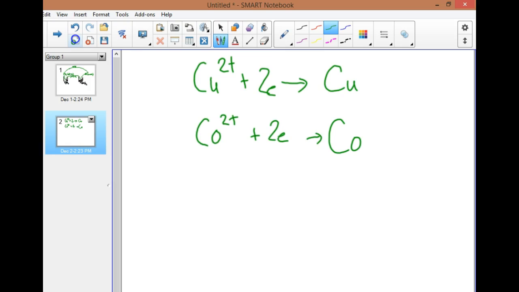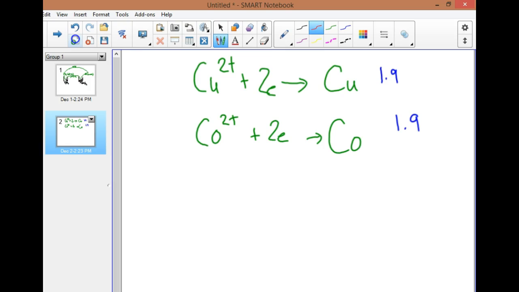Let's take a look at the periodic table. What is the electronegativity for copper? 1.9. What is the electronegativity for cobalt? 1.9. Oh, what's the problem? So when electronegativity is the same, you'd have to go to look at this table. I would suggest you always start by going to that table, just because there are going to be some that are extremely close.